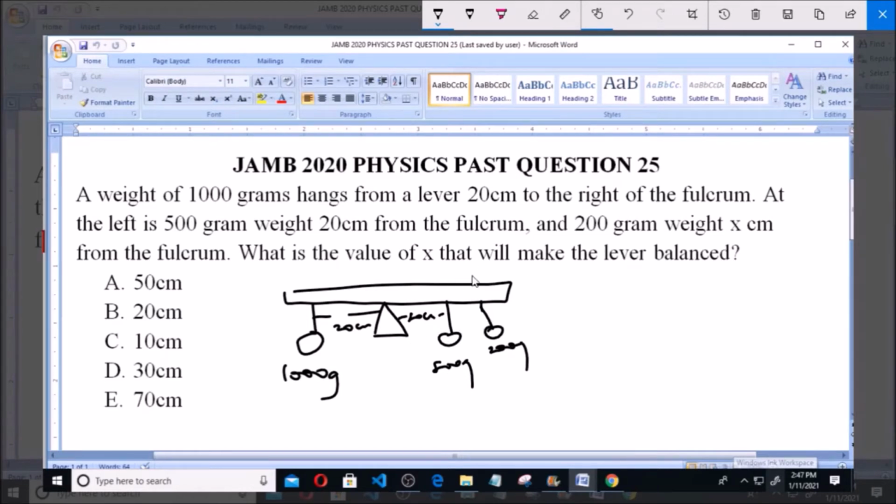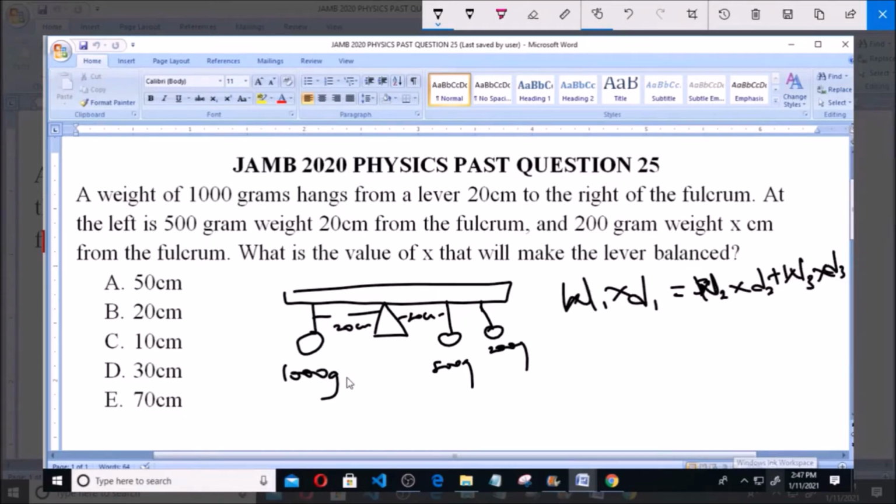Now, since we are trying to balance this lever, it simply means that the weights multiplied by the distance at the right hand side, which is, let's call it d1, is equals to the sum total of the weights multiplied by the distance in the other side, which is the left hand side. So that will be, let's call it, w2 multiplied by d2 plus w3 multiplied by d3. Now this d3 here is our x, which is what we're looking for.